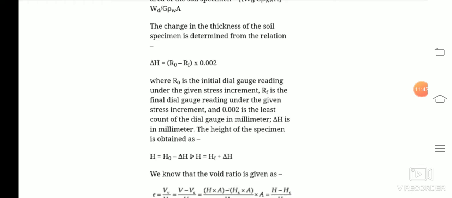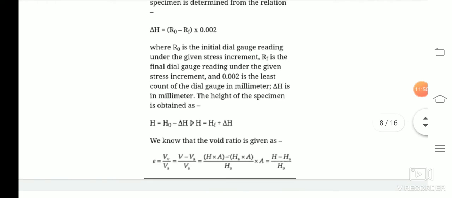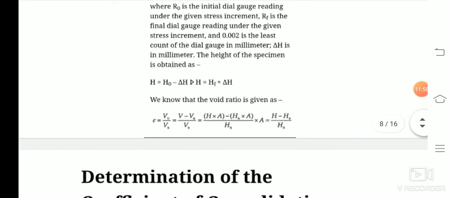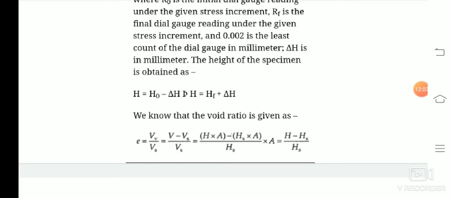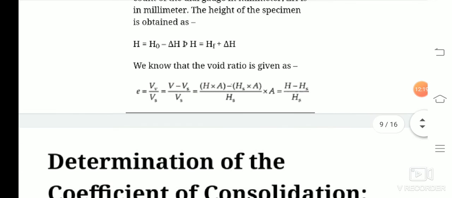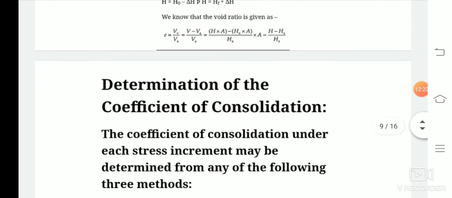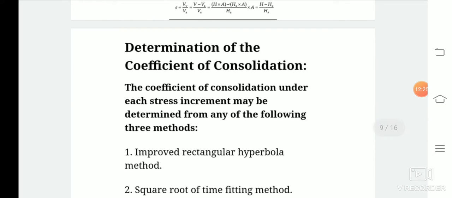Hence the height of the sample can be obtained as H equals H0 minus delta H, or therefore H equals Hf plus delta H. Hence the void ratio is given as e equals volume of void by volume of solid, as we have studied previously during Soil Mechanics 1. And we can deduce the formula by writing H minus Hs divided by Hs. Hence, here we can find out the void ratio of the soil from the height of solid method.